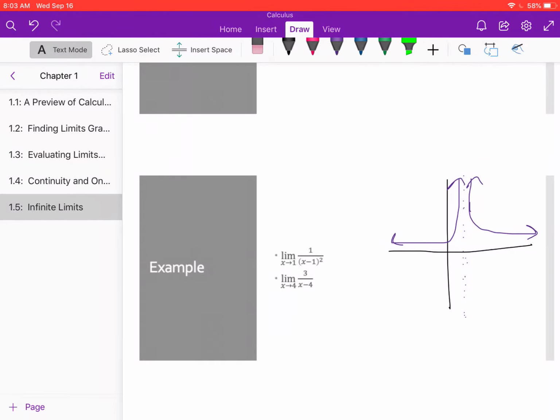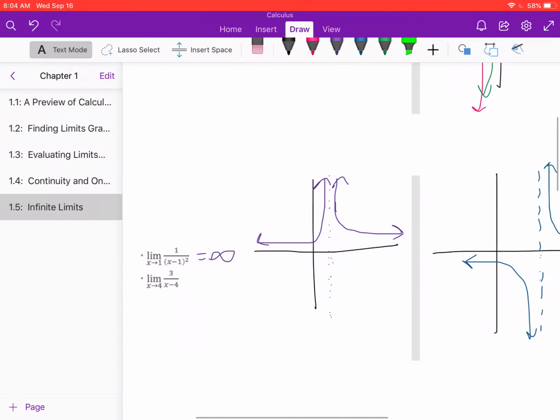So, first example, the limit as x approaches 1 of 1 over (x minus 1) squared. I have it graphed here in purple. The asymptote is at 1. And notice from both sides, it's approaching the same thing. It's going up forever and ever. So this limit is infinite, so it goes to positive infinity.